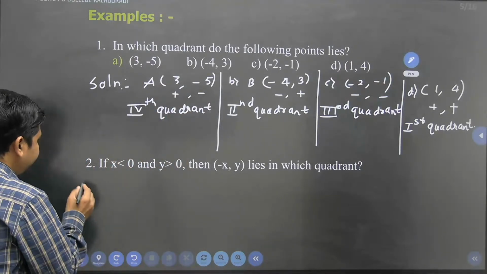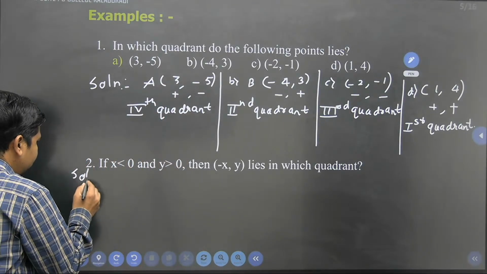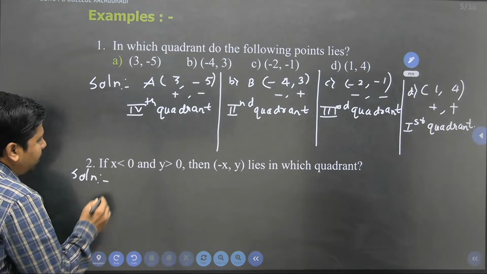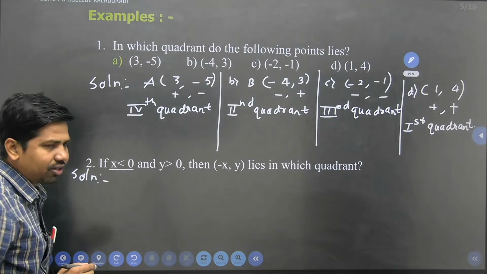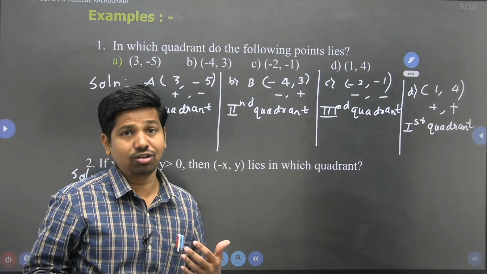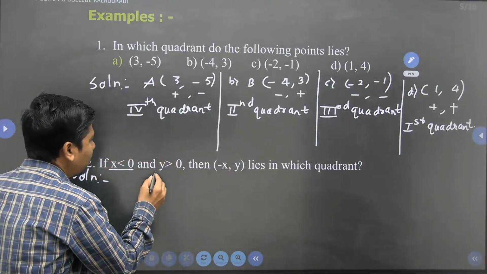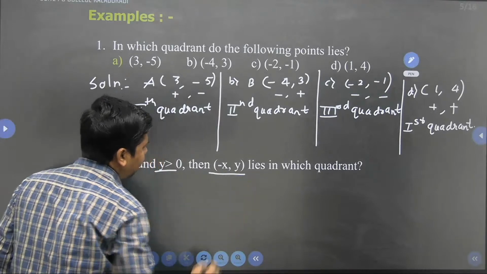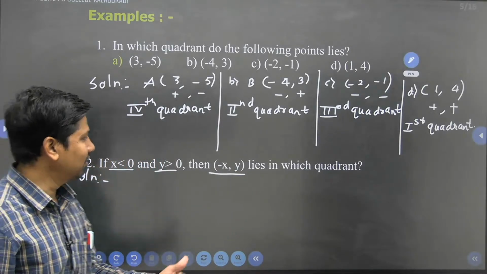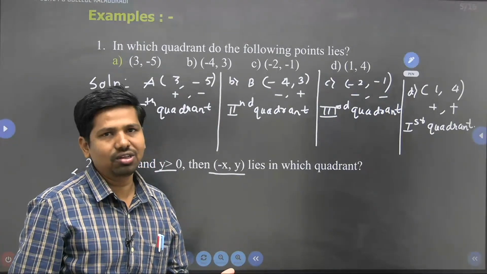Second example. What is given here? X is less than 0, which means x is negative. Less than 0 means negative, greater than 0 means positive. X is less than 0 and y is greater than 0. In which quadrant does the point minus x comma y lie?